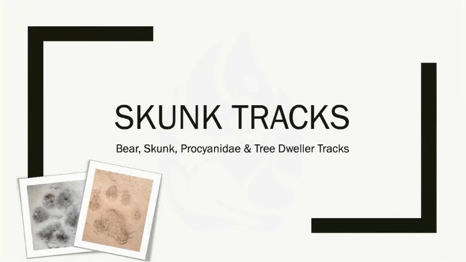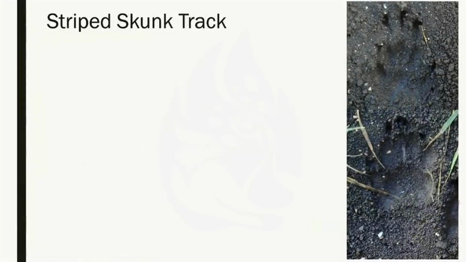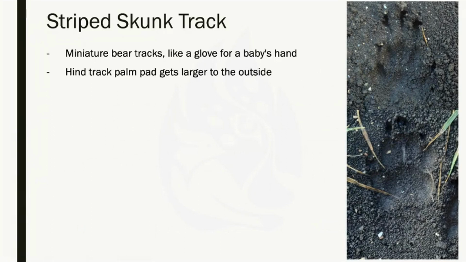Okay, let's jump into looking at skunk tracks now. Okay, so we're going to look at several species of skunks, starting with the striped skunk. Okay, so again, these guys look like miniature bear tracks. And I like to think of it, particularly the hind track, it looks like a glove for a baby's hand. If you look at the below photo here, if you had your own kids, or you have a relative or friend that has a baby around the house, you look at their hands and it's almost the same size, very similar morphologically speaking, in terms of just if they put their hand on the ground, with a couple of exceptions which we'll talk about.